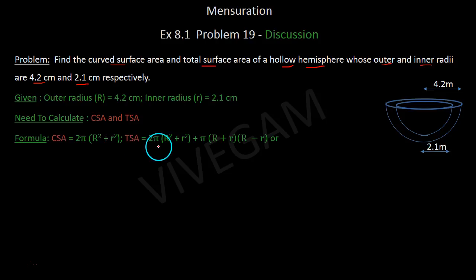Total surface area is nothing but the CSA plus the area of the rim. As I explained, it is pi into capital R square minus small r square, where we use the a square minus b square is a plus b into a minus b formula to get it here.